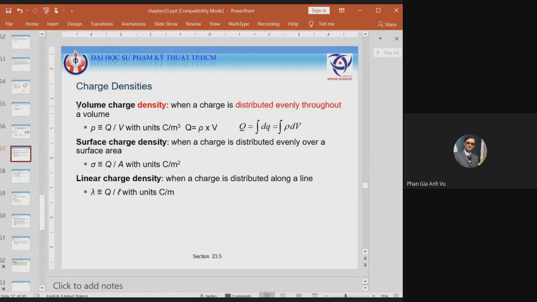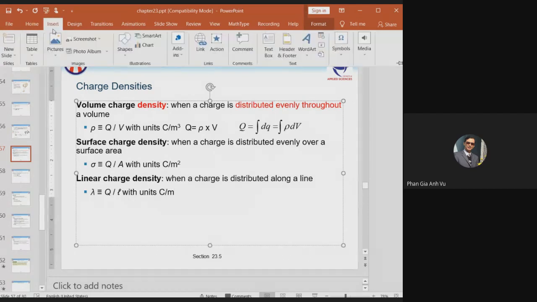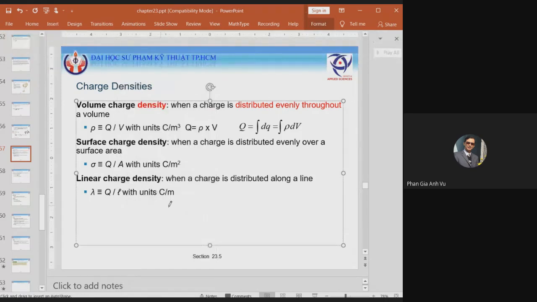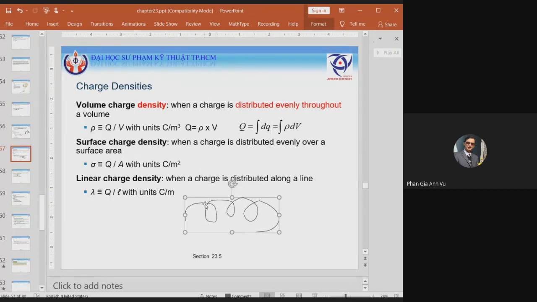When we have the volume charge density, we have the surface charge density, or linear charge density. Imagine in this case we have a line. It can be a straight line or a curved line, no problem, right? But the charge will be distributed along this line. So let's say I have a line like this one, and the charge is everywhere on the line, right?